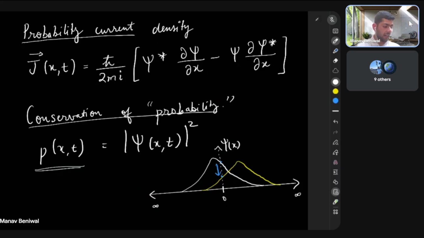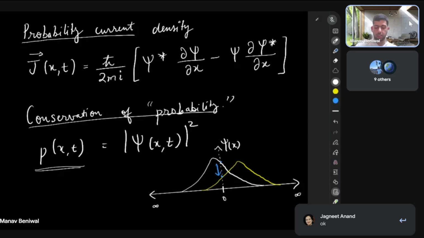Similarly, with time, your probability is flowing like electrons, such that your total probability is conserved. We know that total probability always has to be 1, and if the probability has decreased here, it should have increased at some other points, so that the sum of the total probability is 1. Is that clear? Okay, good.